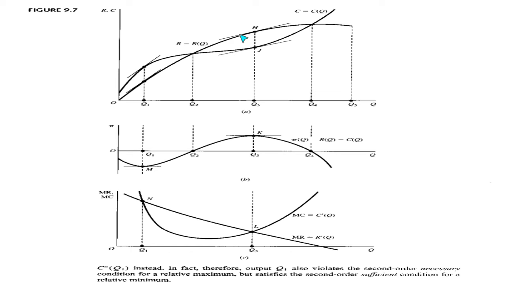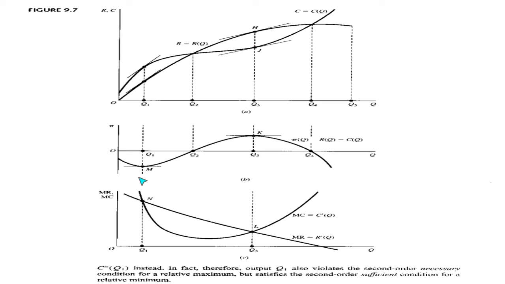The slopes are the same algebraically, and the tangent lines are parallel. In fact, we are not looking for Q1, but Q3, where the profit is maximum. Q1 is the point where the profit is minimum. It is negative. There is loss here. Here there is profit. We are looking for the maximum profit indeed.